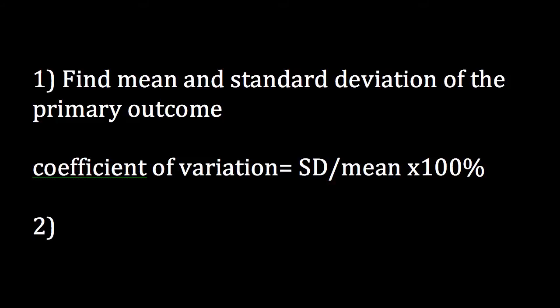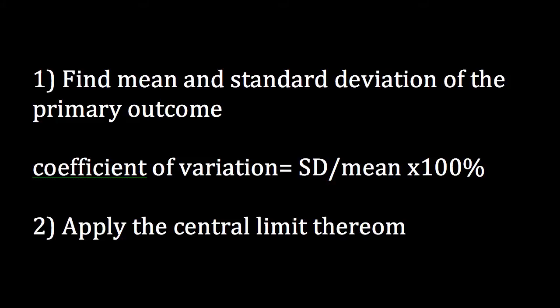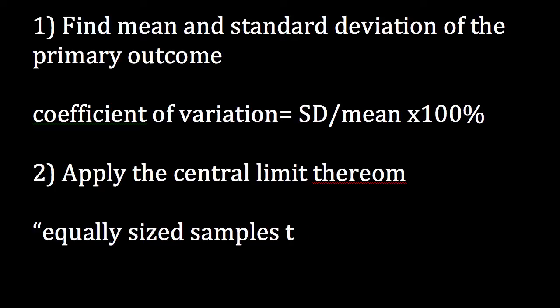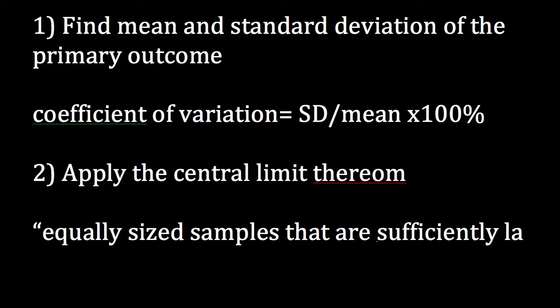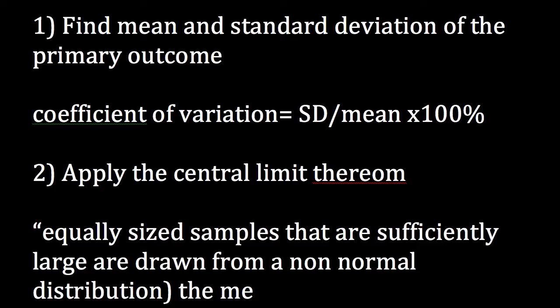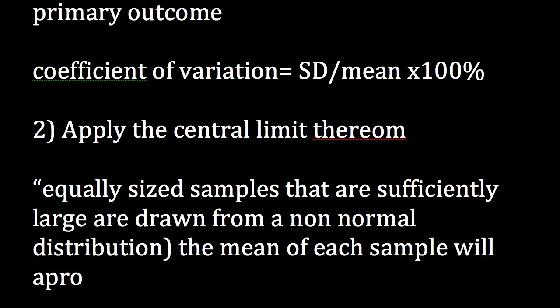The second thing that you can do is apply the central limit theorem. The central limit theorem states when equally sized samples that are sufficiently large are drawn from a non-normal distribution, the mean of each sample will approximate a normal distribution.